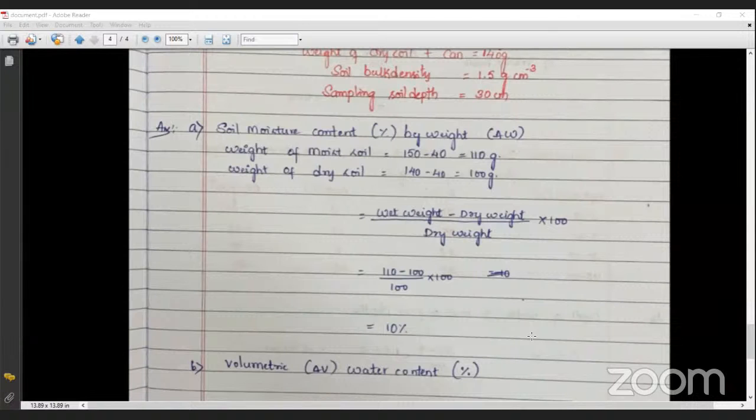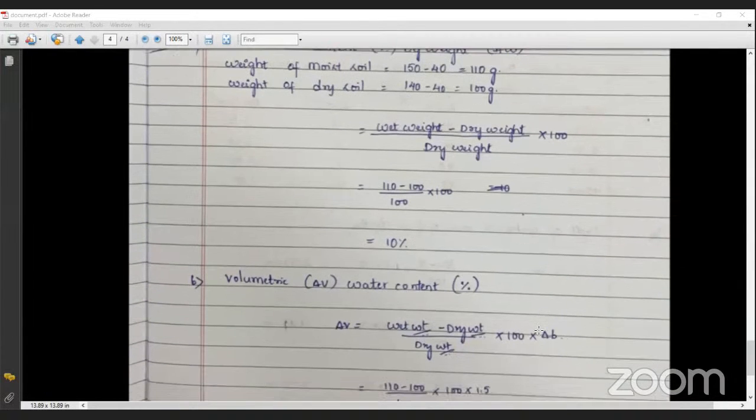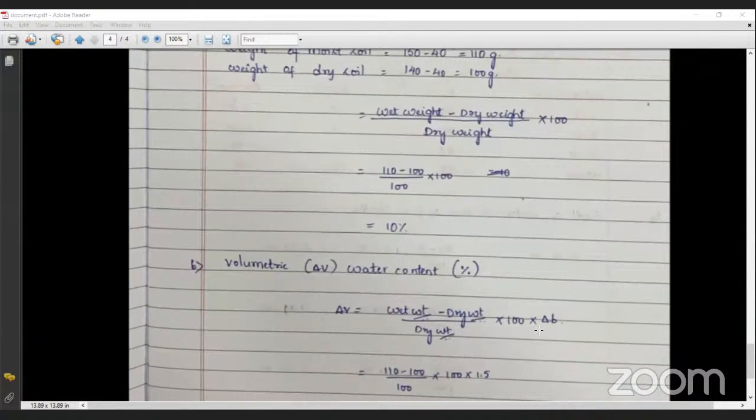Always you have to mention the moisture content in percent basis. The question may be like this: soil moisture content is expressed as in units. Which unit? That must be percentage. So the second parameter is how to calculate the volumetric basis, the volumetric water content.